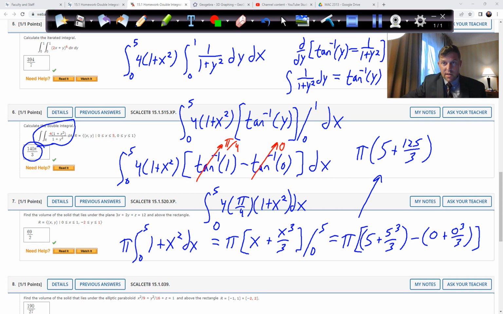If you try to do x first, I guess you could do it, and you would call 4 over 1 plus y squared a constant and pull that out, but I think it might be a little messier because no matter what, you're going to have arctangent at the end. So I believe you could still do it the other way, but I think you might find it a little simpler to go this way that I did.